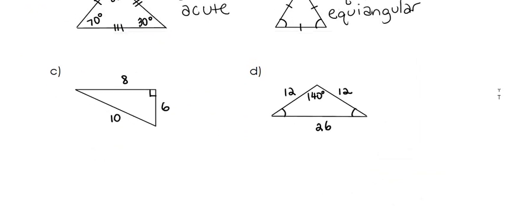Letter C. For this one, again, all the sides are different, 6, 8, and 10, so that makes it scalene. As far as the angles go, there's a right angle marked, that makes it a right triangle. And the next one, two sides are 12, one is 26, because two sides are the same, that's isosceles. One of the angles is 140 degrees, that makes it bigger than 90, so it's an obtuse triangle.